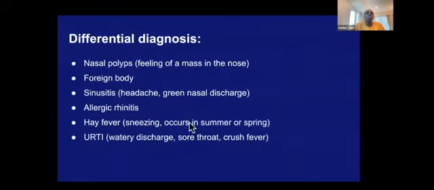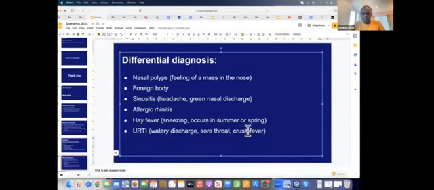So let's look at the differential diagnosis. With nasal polyps themselves, the patient may feel a mass in the nose. A foreign body can also cause these symptoms. Sinusitis will cause a headache and green nasal discharge. Allergic rhinitis, hay fever, will cause sneezing that occurs in the summer or spring. Upper respiratory tract infection gives a watery discharge, with other symptoms like a cough, runny nose, sore throat and fever, suggesting an upper respiratory tract infection.